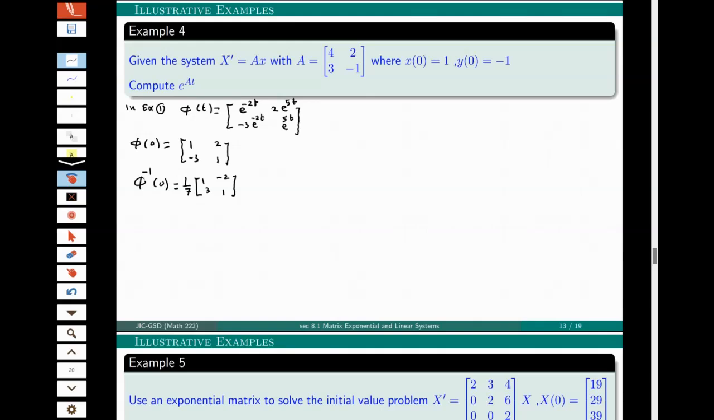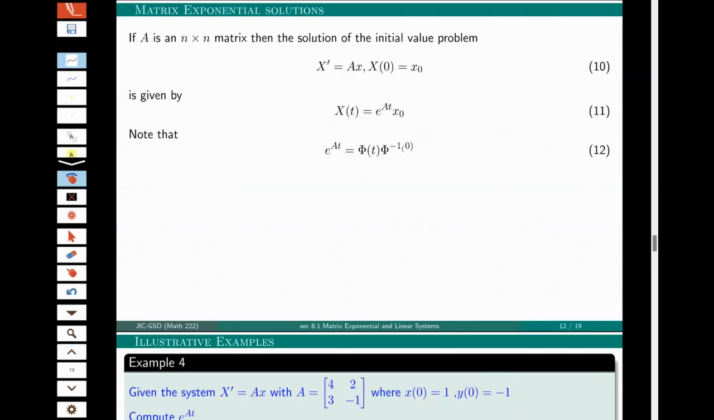Then we said, okay. Now, what is the rule we have here in this slide? We said e to the power at, that's the only idea we have. E to the power at, it will be phi of t times phi inverse.